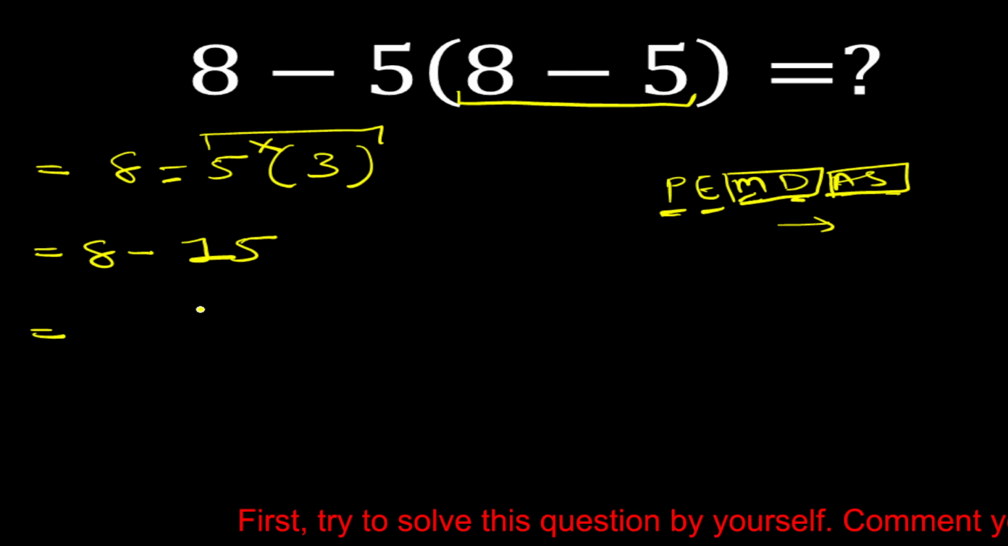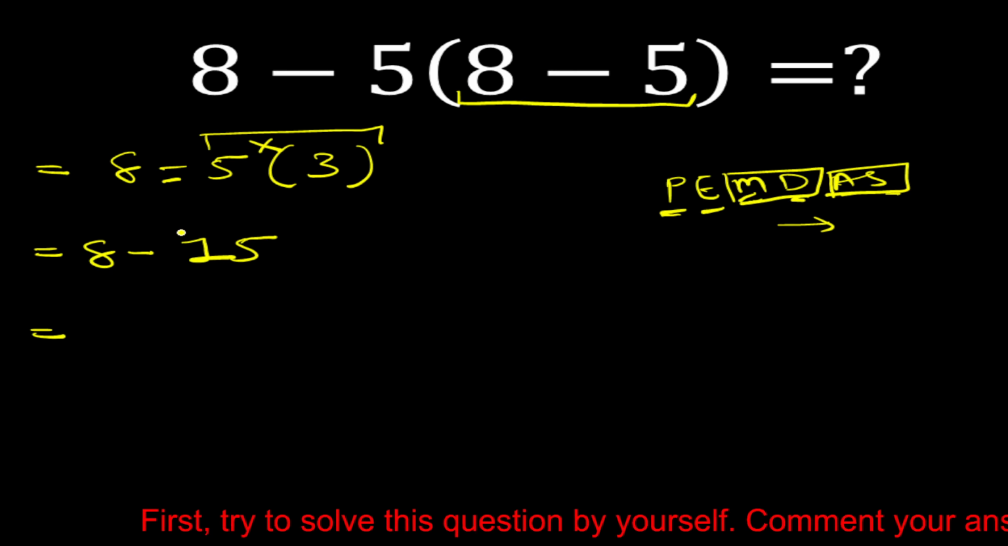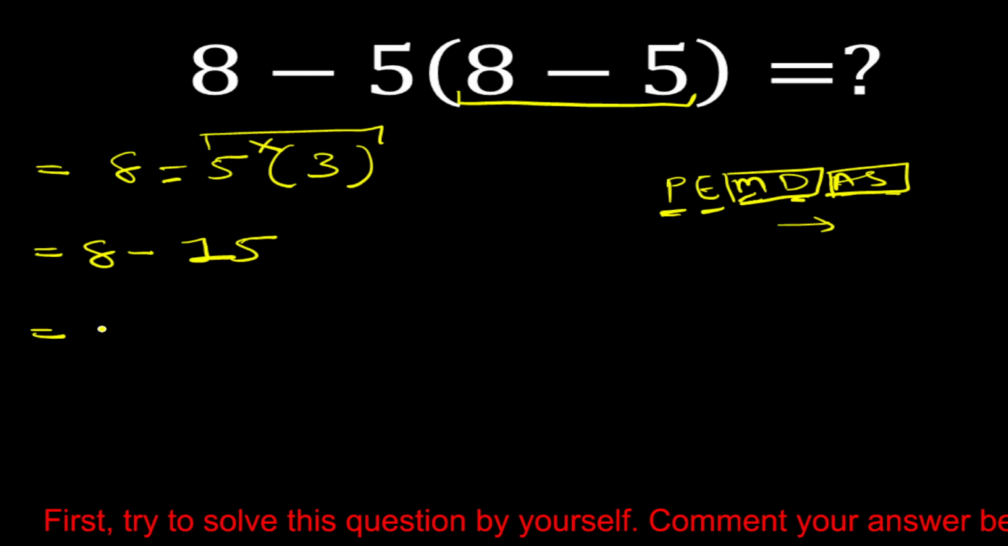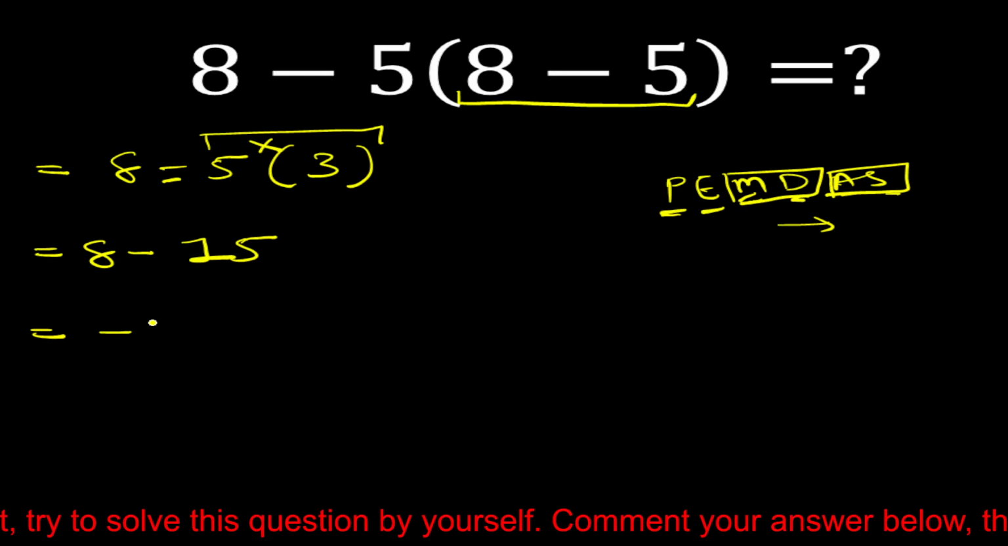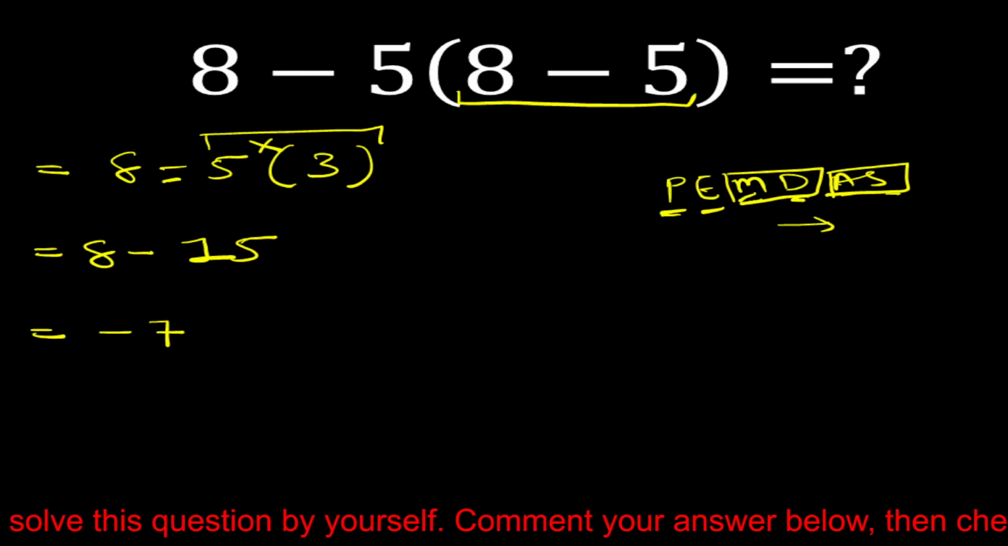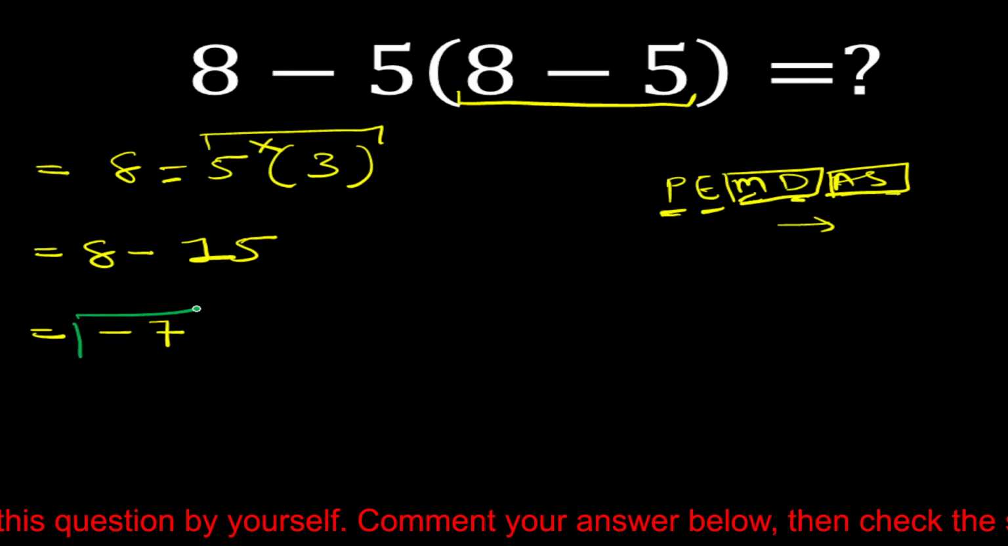Okay. Now only subtraction is left. Therefore 8 minus 15 is equal to minus 7. So minus 7 is the correct answer.